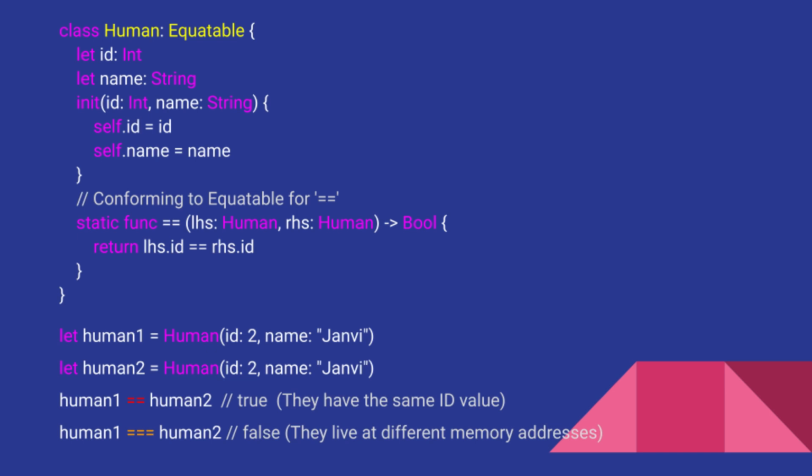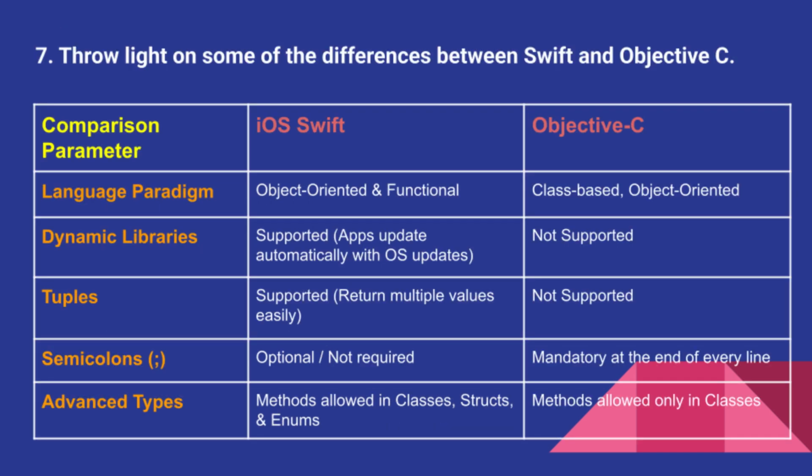So, remember this rule of thumb for your interview. Double equals checks if two things have the same value, while triple equals checks if two things are the exact instance in memory. Moving on to question number 7. What are some of the key differences between Swift and Objective-C? If you are interviewing for an iOS role, understanding the evolution from Apple's legacy language to its modern successor is highly critical. Let's break down the major shifts across a few key parameters.